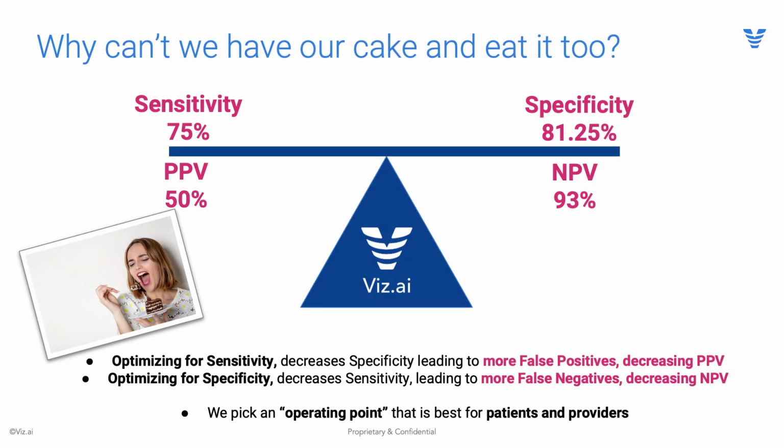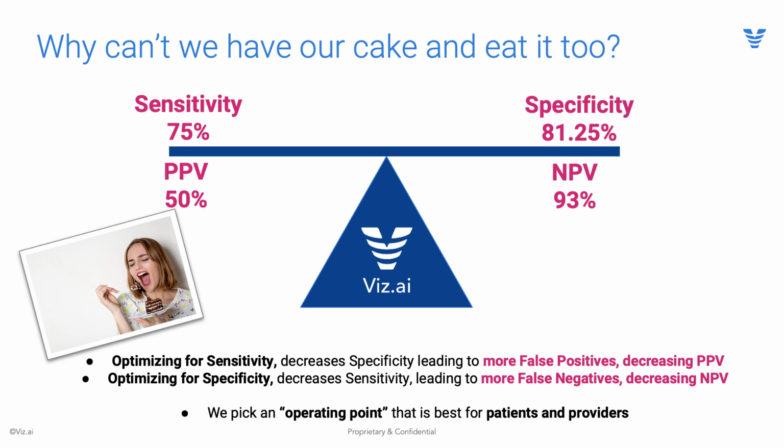So looking at balance, we're always trying to optimize, right? If we optimize for PPV, NPV is going to take a hit. If we optimize for NPV, PPV is going to take a hit. Likewise with sensitivity and specificity. Optimizing for sensitivity, and I trust you, if you think about these and talk about them enough, they do start to roll off your tongue, decreases specificity, leading to more false positives, which decreases PPV. And optimizing for specificity will decrease sensitivity, leading to more false negatives, which decreases the NPV. And we're always trying to find that balanced operating point with our algorithms.